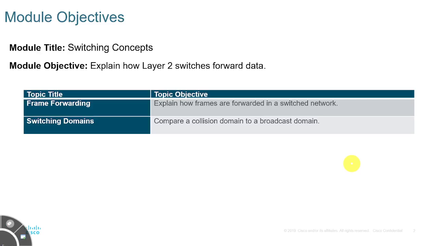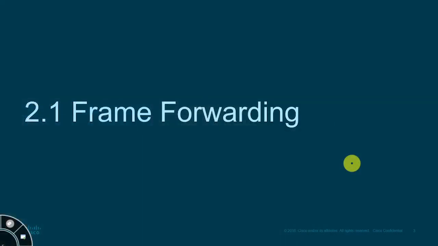First we will learn what frame forwarding is, and we will learn how the switches forward the frames based on what information. How do they take the decisions to switch a given frame to a destination, for example? And we will understand and compare what a collision domain is compared to a broadcast domain. First part is we'll be talking about frame forwarding.